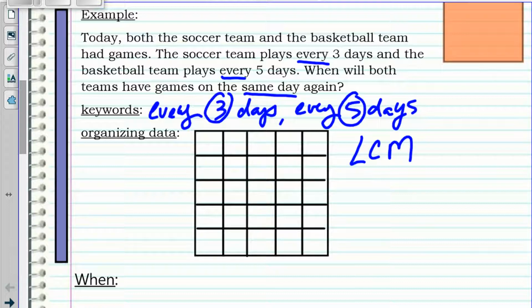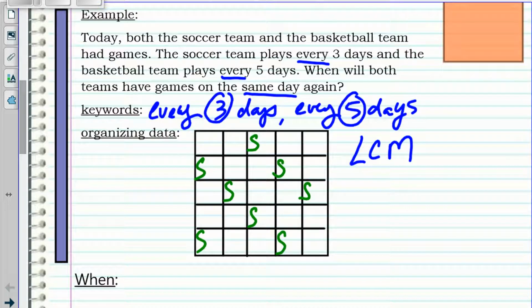For practice's sake, we're going to set up a table just to demonstrate this to you. I'm going to use green for soccer and blue for basketball. They play once already, so let's start counting. 1, 2, 3, 4, 5, 6, 7, 8, 9, 10, 11, 12, 13, 14, 15, 16, 17, 18, 19, 20, 21, 22, 23, 24. That's soccer every 3 days.